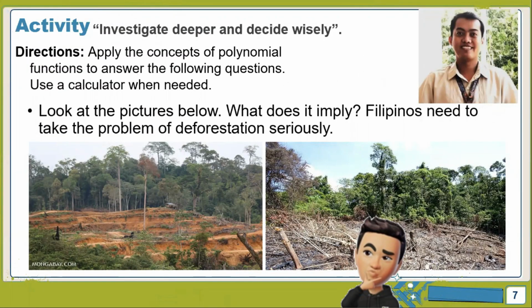Investigate deeper and decide wisely. We are going to apply the concepts of polynomial functions to answer the following questions. You may use a calculator when needed. Look at the given pictures below. What does it imply? In your science subject, you have learned about deforestation and its impact on the environment. Filipinos need to take the problem of deforestation seriously. The Philippines is paying a high price for the destruction of its forests, and a number of major problems confronting the nation can be traced directly to deforestation.